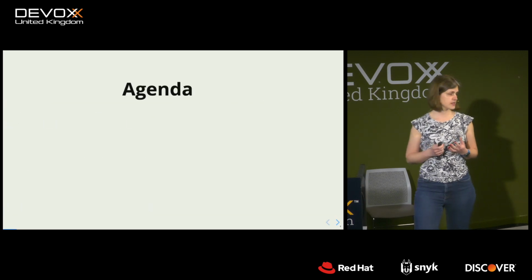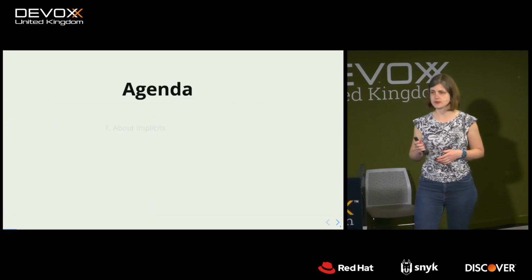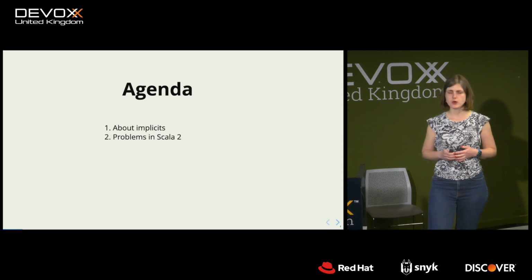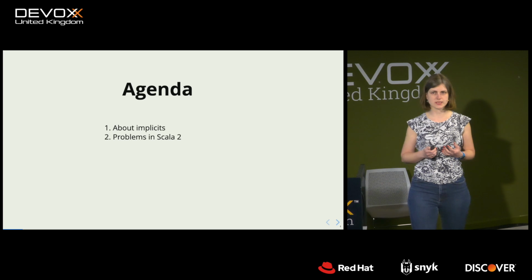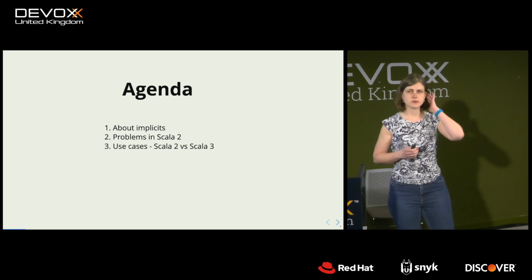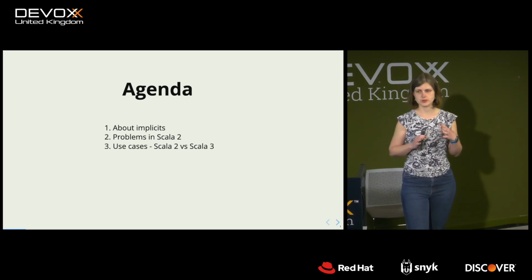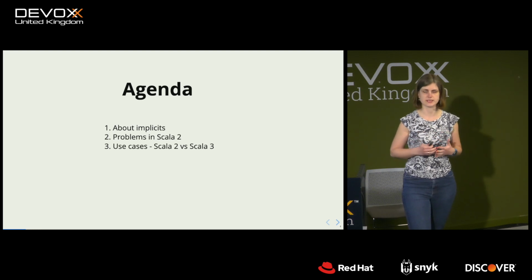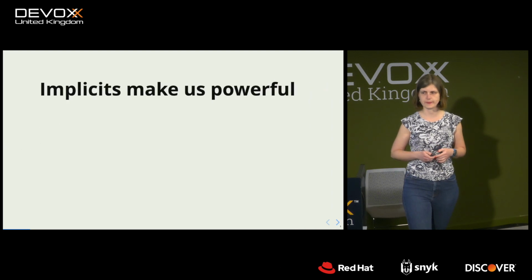So the plan for the next 29 minutes is I will tell you what implicits are, why we need them in the first place, why they can be so confusing in Scala 2, and the main part of the presentation will be 7 use cases of code, Scala 2 and Scala 3 code, back to back, to compare how the usage of implicits or contextual abstractions is different. And then I'll finish with a couple of words about migration.